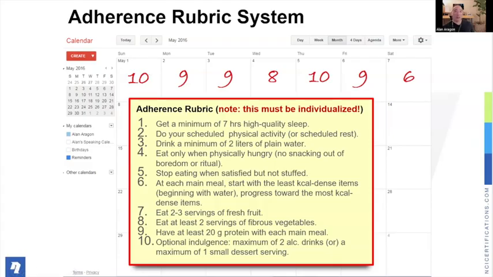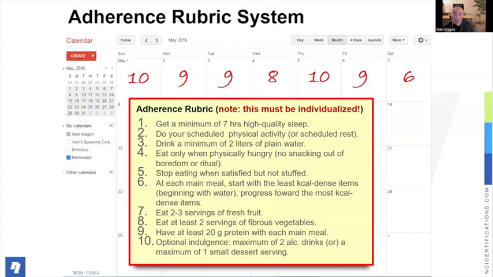And once again, the beauty of this type of system is that it takes a minimal amount of time for the client at the end of the day to assess, to check off the adherence points that they successfully met. Okay, minimal time commitment there. And of course, they have to be honest in order for this to work.